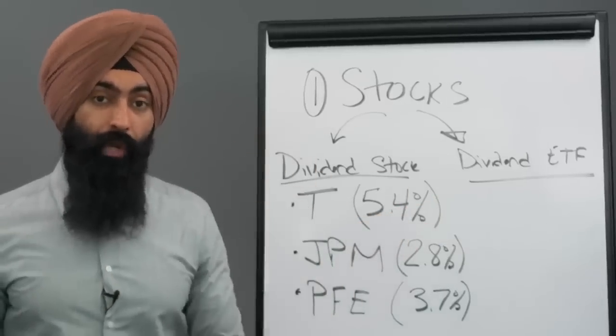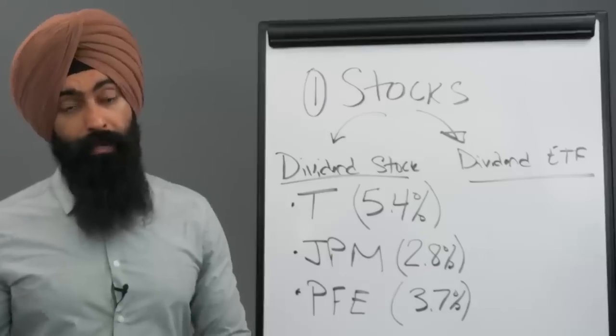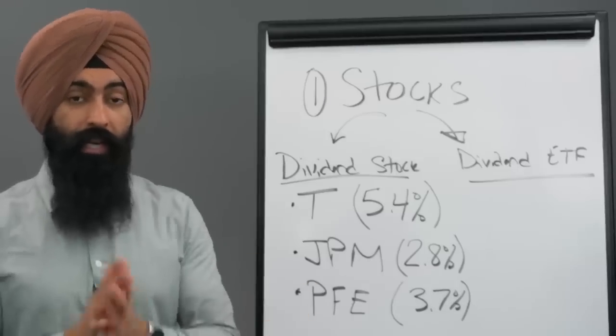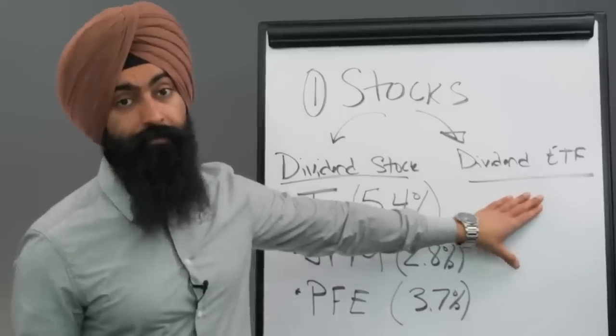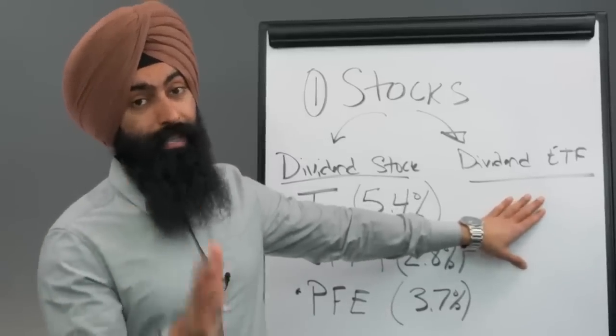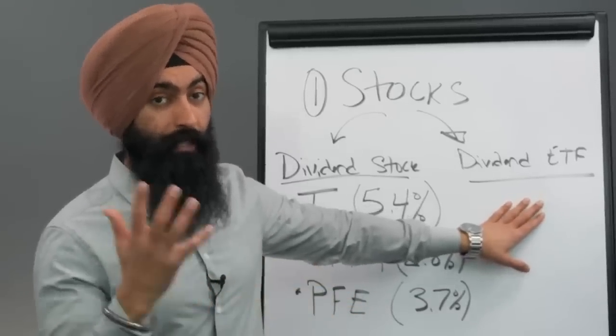So your risk is much lower, but your returns are also lower because now you're going to be balanced out by some of the losers. So you'll typically see a little bit lower yields here on the dividend ETFs, but your risk is significantly lower and your time investment is also a lot lower.